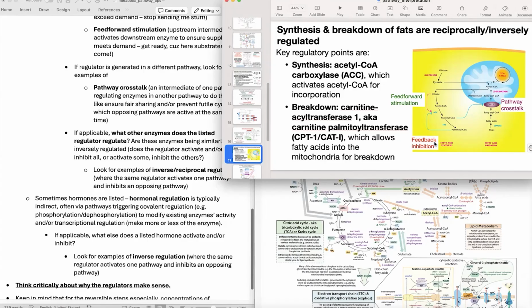We also see feedback inhibition, where the end product of this fatty acid metabolism, you get this palmitoyl-CoA, so this 16-carbon fatty acid with the CoA attached, and that actually binds to and inhibits the ACC. So if you're making too much fat, you want to slow down that process. You want to inhibit the ACC.